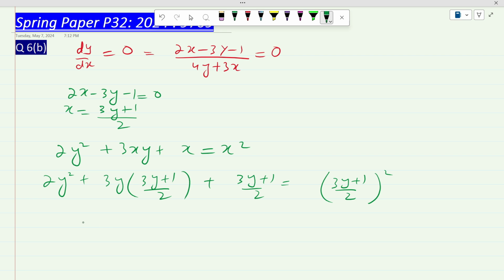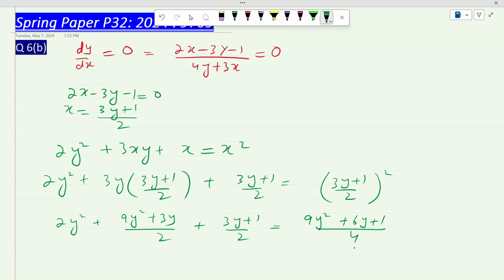So now let's simplify. So we have 2y squared plus (3y plus 1) squared over 2 plus 3y plus 1 over 2 is equal to 3y plus 1. It means we have to open it using the identity a squared plus 2ab plus b squared. Now we have 4 in the denominator. Let's multiply everything by 4.